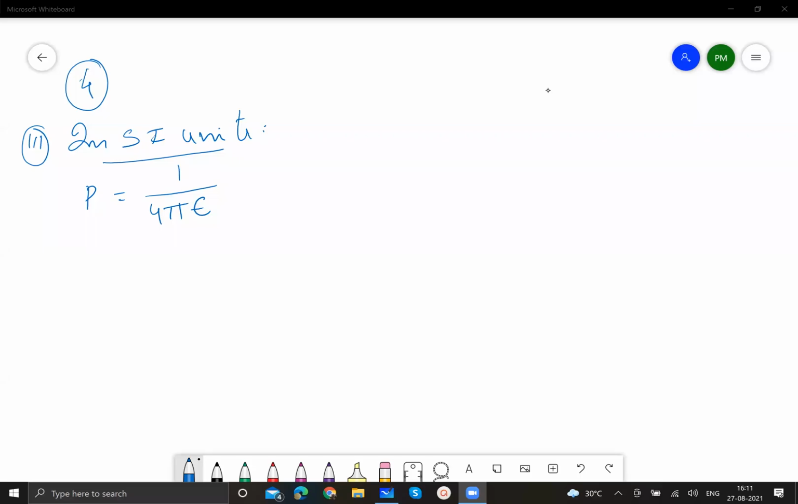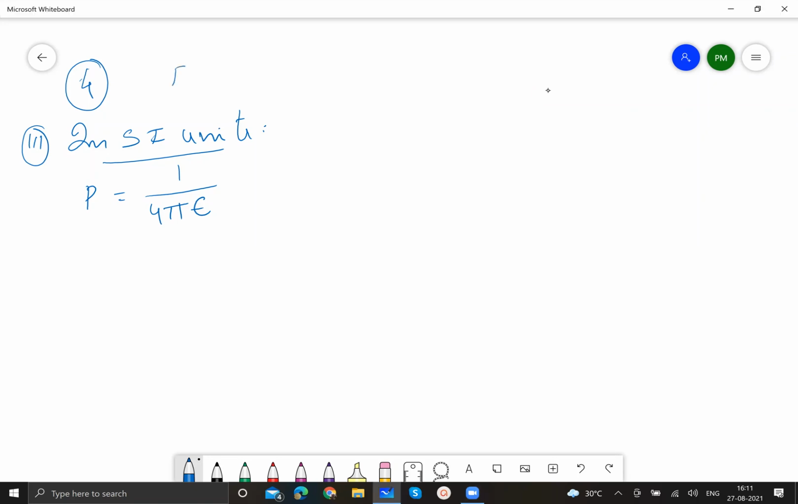So yesterday we wrote the expression for force according to Coulomb's inverse square law. F is equal to P into Q1 Q2 by R square. We called this equation 1, and this force will be directly proportional to the product of charges and inversely proportional to the square of the distance, and will always act along the line joining them.